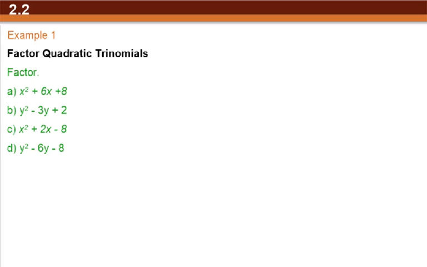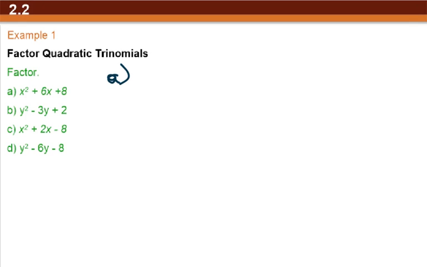So in 2.2, we turn our attention from differences of squares, which only have two terms, to factoring trinomials, which have three terms. They have an x squared, an x, and a constant. In order to factor these, we need to take a look at the two terms at the end. That would be the 6x and the 8 in question A.